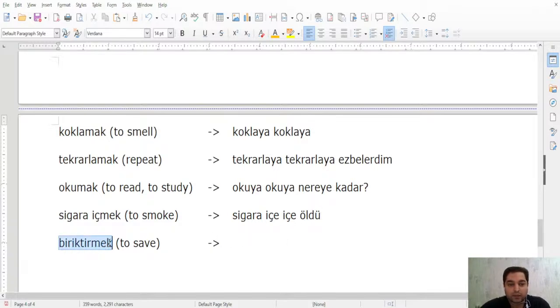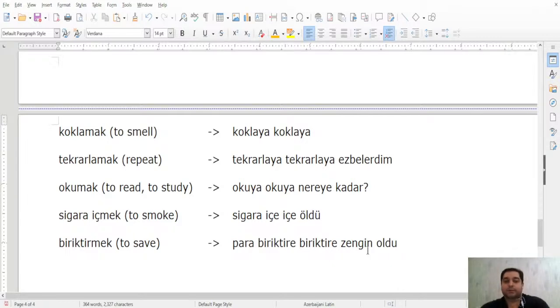Biriktirmek is to save, and the root is biriktir here. Biriktire. Zengin oldu. Okay, let's make it rich. She became rich by saving. Biriktire zengin oldu. Or you can say para biriktire, by saving money. Para biriktire zengin oldu.